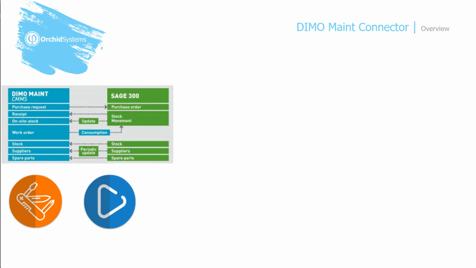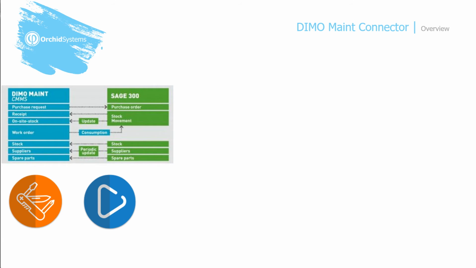So this is a brief image presenting the levels, the points of integration between DemoMain and Sage 300. When purchase requests are entered in DemoMain, they get exported and imported into Sage 300 as a purchase requisition, or optionally as a Pacific Tech purchase requisition.